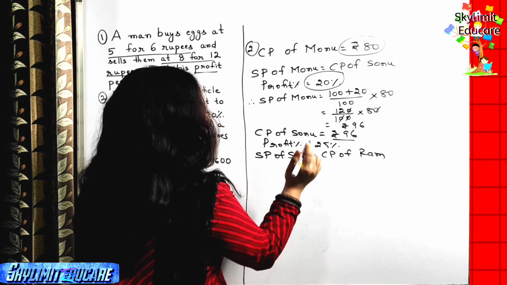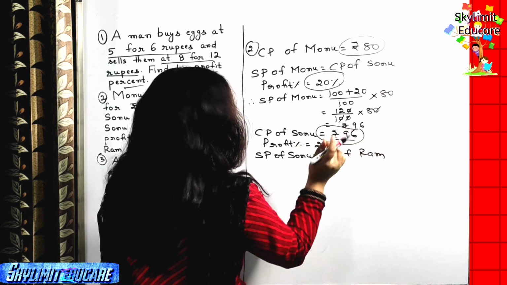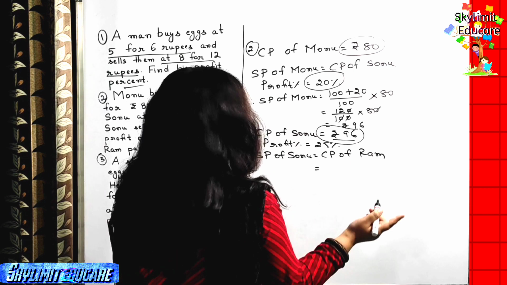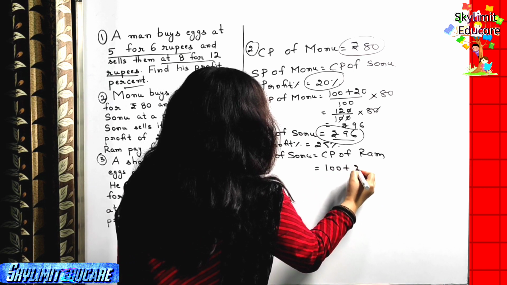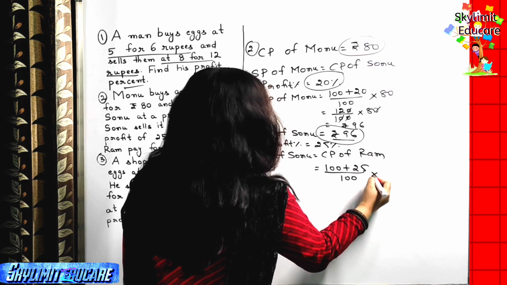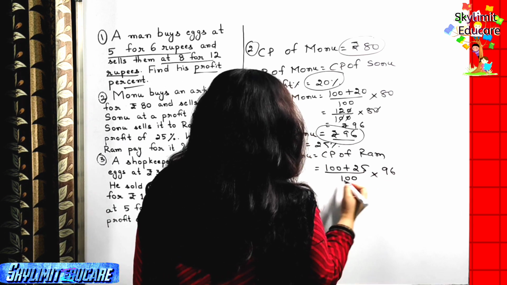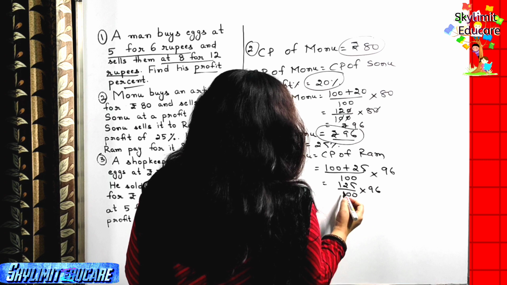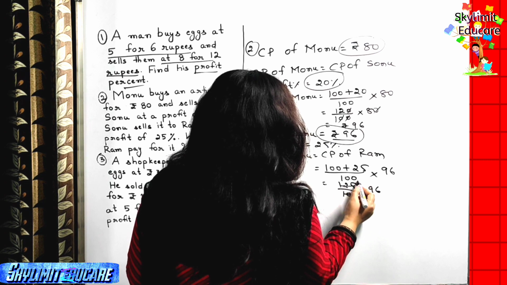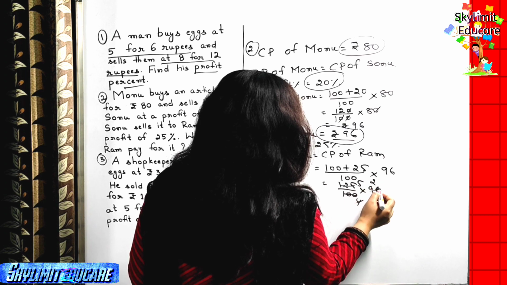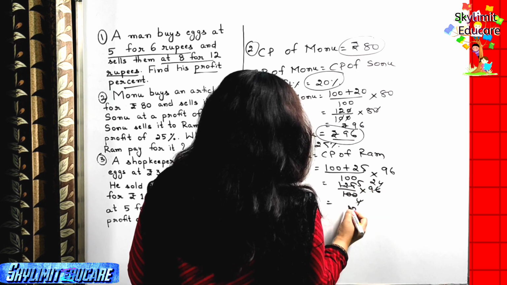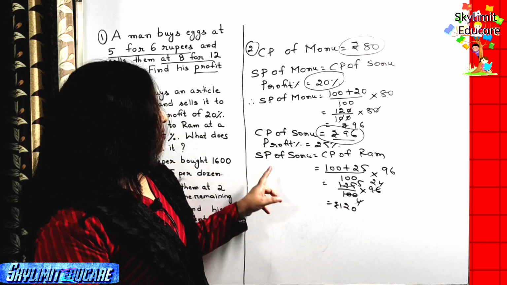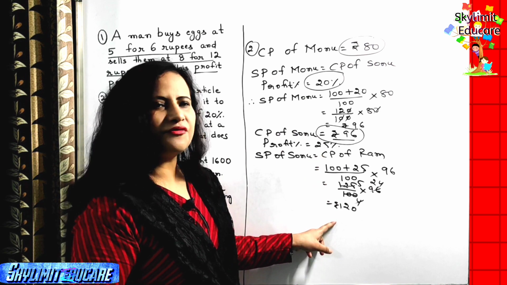Yes, and that is the selling price of Sonu. Now we are going to find out the selling price of Sonu. We already have the cost price of Sonu. Now let's find out the selling price of Sonu, at what price Sonu sold the article to Ram. So 100 plus 25 by 100 multiplied to the cost price. So 125 by 100 multiplied to 96. So I hope it cancels out. 25 fours are 100, 25 fives are 125, and this will go with 4. 4 twos are 8, 4 fours are 16. So we got here 120 rupees. Yes. So this is the SP of Sonu as well as the cost price of Ram.